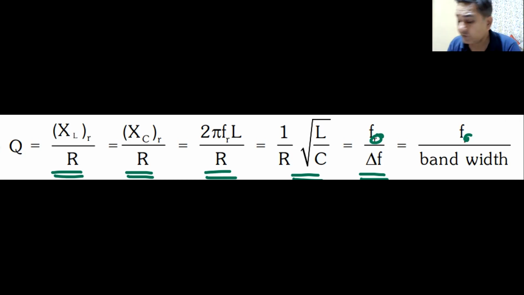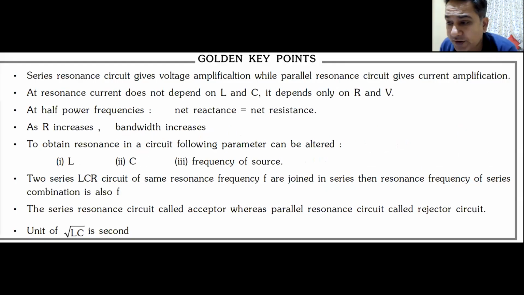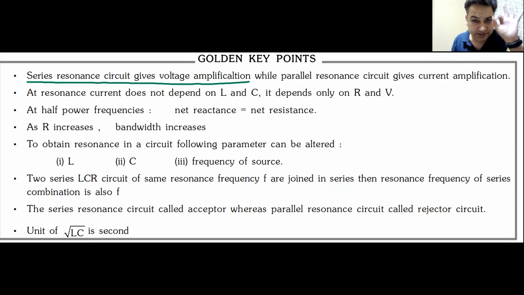I hope you have noted down these formulas. Then there are some golden key points that you must remember. The more you remember, the better it is. Series resonance circuit gives voltage amplification. It amplifies voltage. Parallel is not in your course, so you might not remember this. But parallel resonance circuit gives you current amplification. If you want, you can remember this.